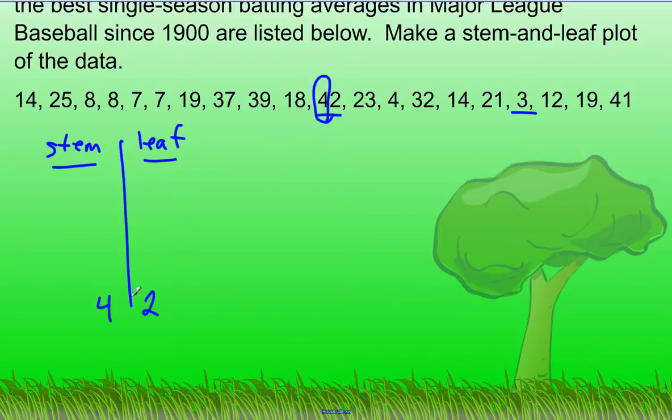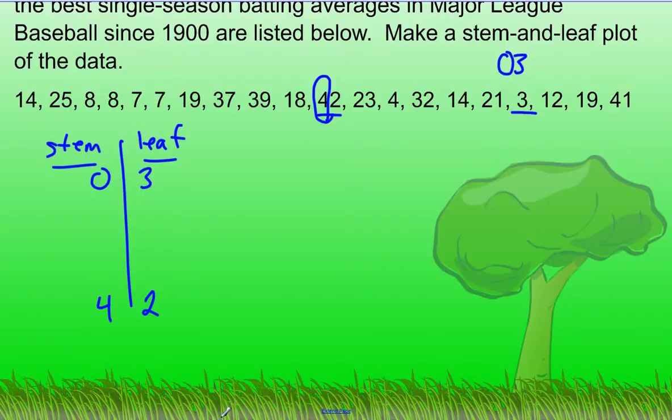Now, that is the largest number. That would be 42. The smallest number we have is 3. Unfortunately, this is only 1 digit. But did you know that the number 3 is the same thing as 03? So the stem of this is actually a 0, and the leaf is the 3.